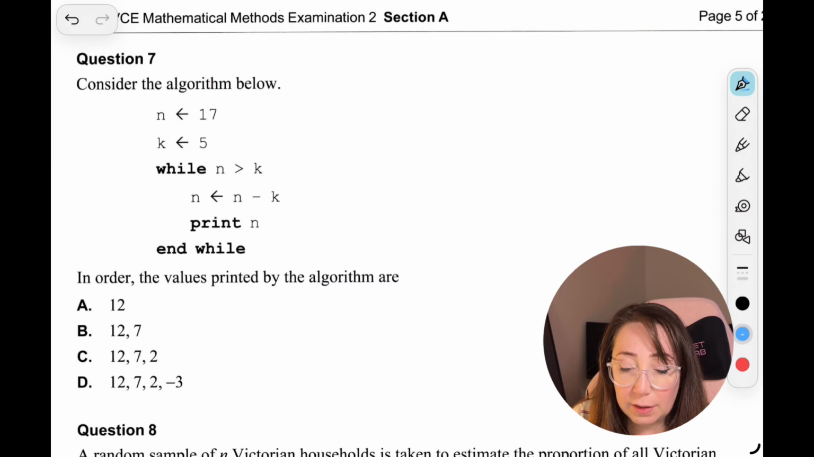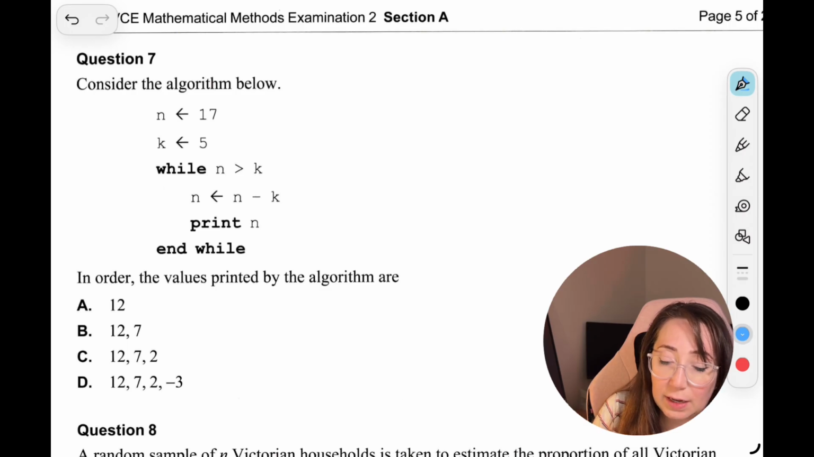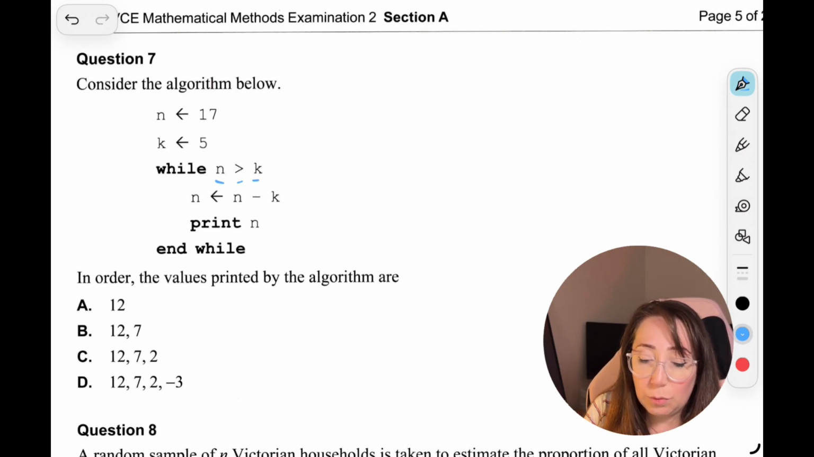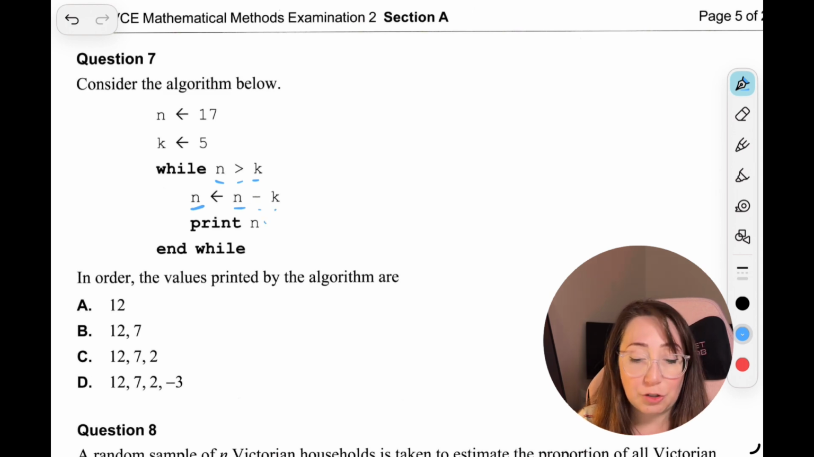Question 7 says, consider the algorithm below. So we're going to assign 17 to n. We're assigning 5 to k. As long as n is greater than k, then the new n value will be n minus k, and then we print the n value. That seems pretty easy to actually just execute ourselves.